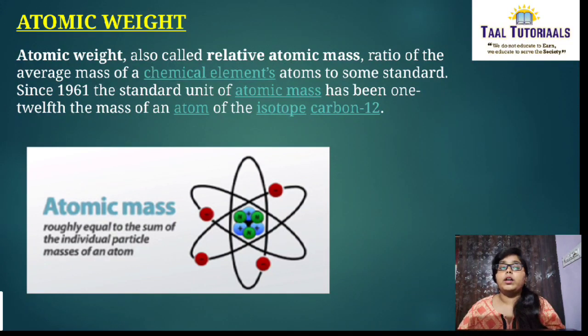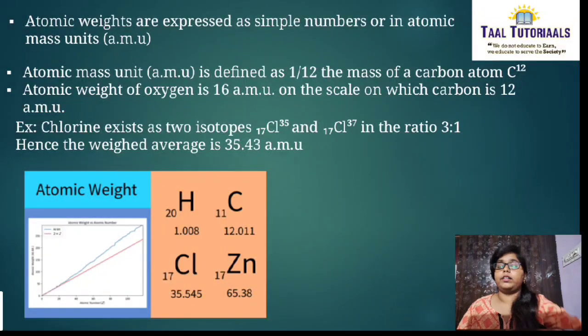Okay, it is called relative atomic mass, the ratio of the average mass of a chemical element. Or else you can also take it as roughly equal to the sum of the individual particle masses of an atom. If you add all the masses of the atom, you can get the atomic weight. Then this atomic weight is expressed as simple numbers, or you can express it in AMU. AMU is what? Atomic mass units. Okay.